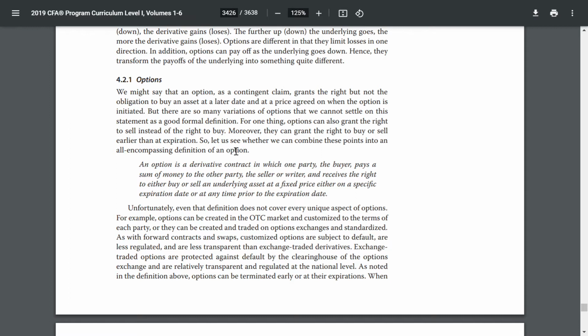An option is a derivative contract in which one party, the buyer, pays a sum of money to the other party, the seller or writer, and receives the right to either buy or sell an underlying asset at a fixed price, either on a specific expiration date or at any time prior to the expiration date.